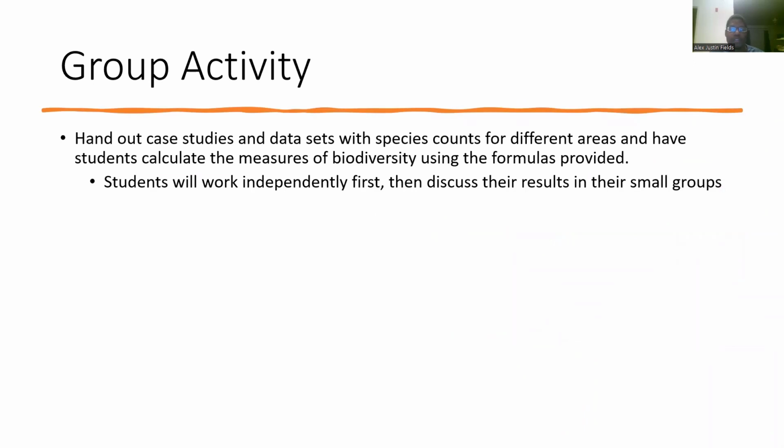Next, there will be a group activity. So this is where their small groups are going to come in handy. I'm going to hand out case studies of data sets with species counts for different areas to each group. So each group is going to get their own. I have no idea how many groups I'll actually have, but I imagine 4 to 5 total groups. So it'll be 4 to 5 total case studies provided. And they're going to now use what they've learned about evenness, about the Shannon-Weiner index and richness to calculate these measures of diversity using the data sets that they were given.